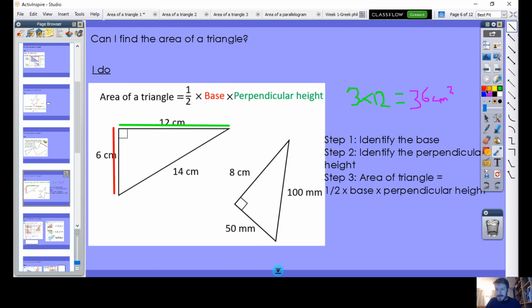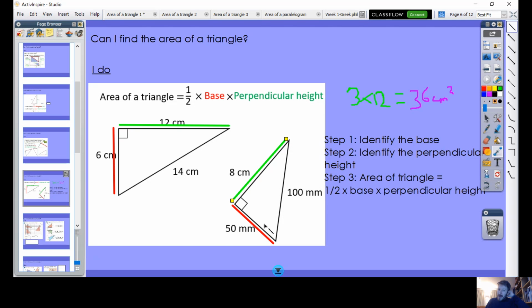So hopefully we're going to go in those steps. So identify the base. Let's say that's the base because we're working at the right angle. Then we want to find the perpendicular height. Well, the perpendicular height has to come from the base, so it's going to be either that line or that line, but it needs to come from the base at a right angle. Here's the right angle, so it needs to come up from that line there. So there's our height.